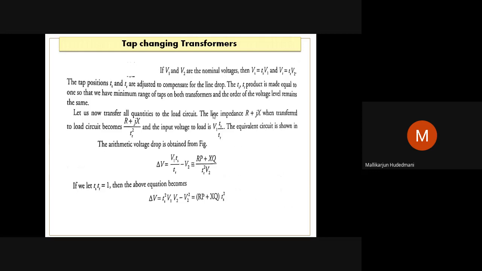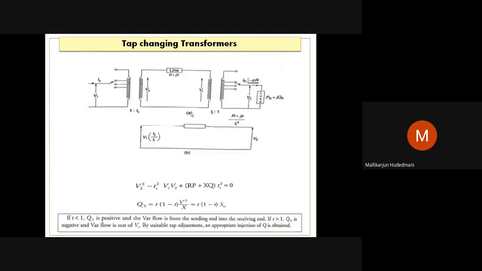So using this equivalent circuit, we can draw the equivalent circuit as shown here. You can see the representation of this V1 on the secondary side becomes V1 TS, which is the input, divided by TR, shifting it to the secondary side. Then this impedance which is connected here, shifting it to the secondary side, becomes R plus jX divided by TR square. And the secondary side voltage is as usual V2 itself. So with this, I take care of the sending end side profile and the receiving end side profile.